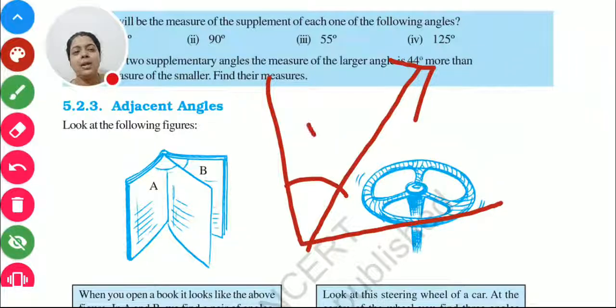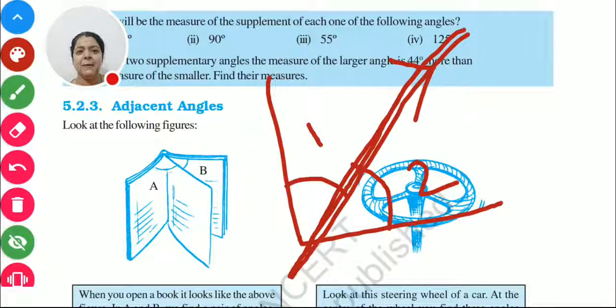This is angle 1, this is angle 2. What is common here? How do they adjoin? They adjoin in the way that they have this common line. There is one common line here, and their vertex is also common. This is called an adjacent angle.